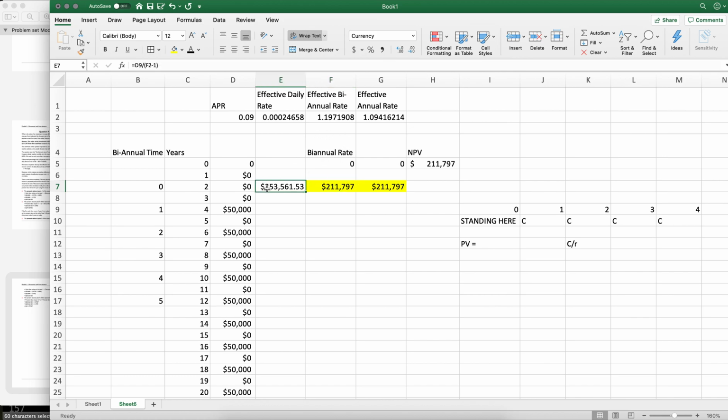And since I'm standing in time 2, I can use the biannual rate to get there, or I can use the effective annual rate and go back 2 time periods. In either case, the NPV is $211,000. Hope that helps.